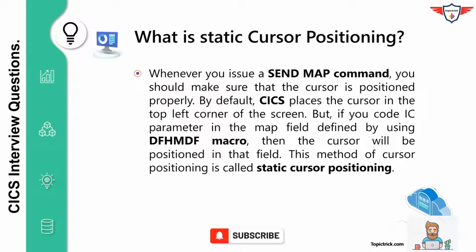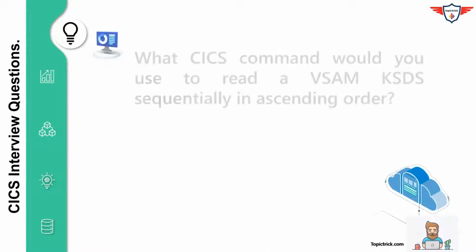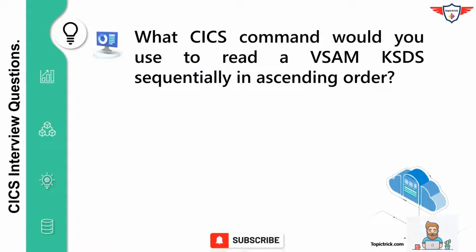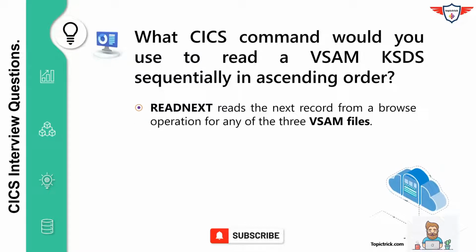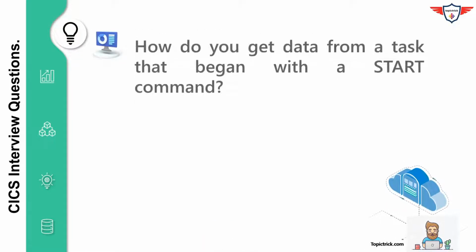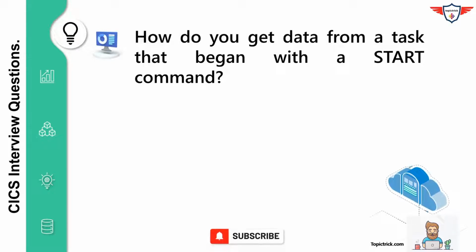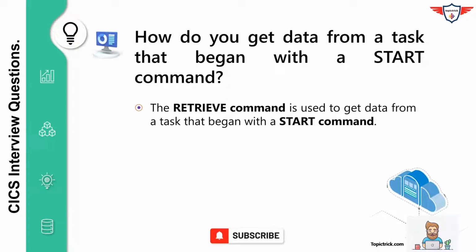What CICS command would you use to read a VSAM KSDS sequentially in ascending order? The READNEXT command reads the next record from a browse operation for any of the 3 VSAM file types. How do you get data from a task that began with a START command? The RETRIEVE command is used to get data from a task that began with a START command.